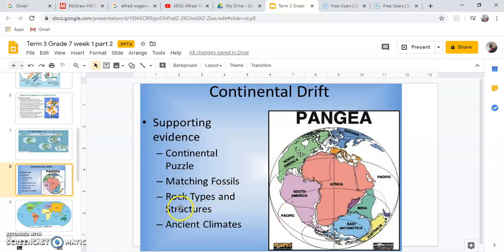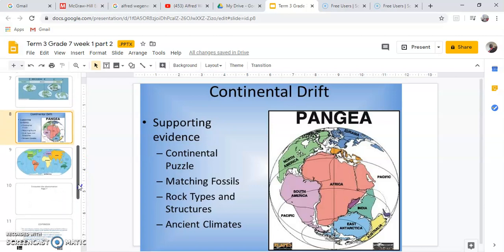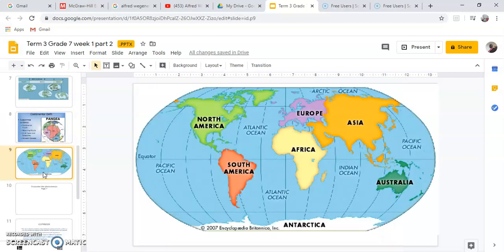Now, the next one is the rock types and the rock structures. Scientists have tested rocks in different continents, and they discovered that in most of the continents, there are similarities in the structure of the rocks and the rock types that we have all over the different continents. So that is another good evidence that we have. And again, the last one I have here, though not the only one, is the ancient climates, where we see similar repetition of climatic changes in different places on Earth. So that is some of the evidences.